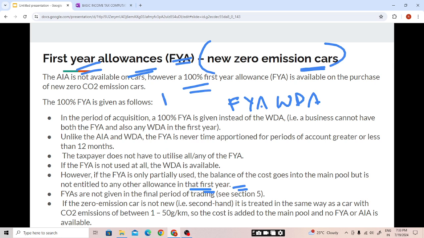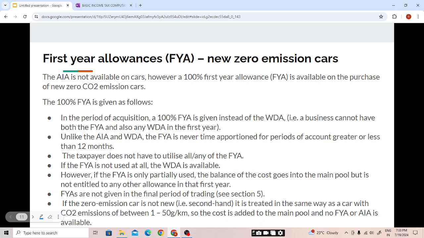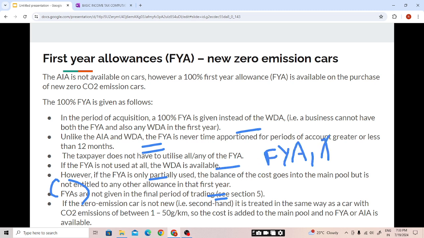And students, the FIA will not be adjusted as per the length of the period of accounts. I hope this is clear. And this we have covered. And students, the FIA is also not available during the period of accounts in the cessation of the business. When there is cessation of trade in that accounting period, FIA will not be available, also AIA will not be available, and WDA will also not be available.